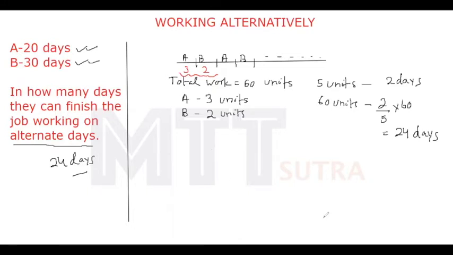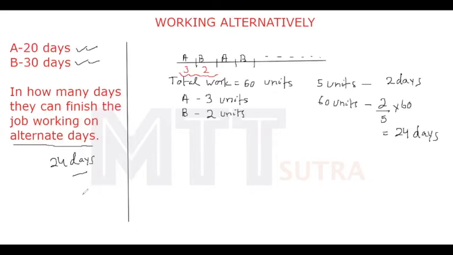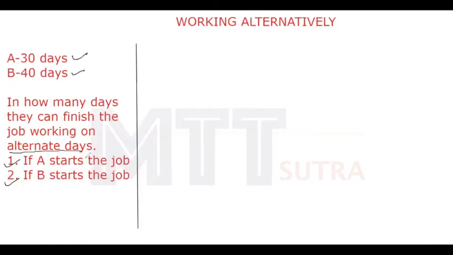Now let us discuss another question on working alternatively. In this question, A takes 30 days, B takes 40 days to do the job. In how many days can they finish the job working on alternate days, if they have given the 2 conditions: if A starts the job, if B starts the job. In the previous question, there was no condition given about A starting or B starting, but is there any change? If B starts the job, then also in 2 days they do 5 units, and the total amount of work will be done in 24 days. So the answer is not going to change. But let us see what happens for this question.